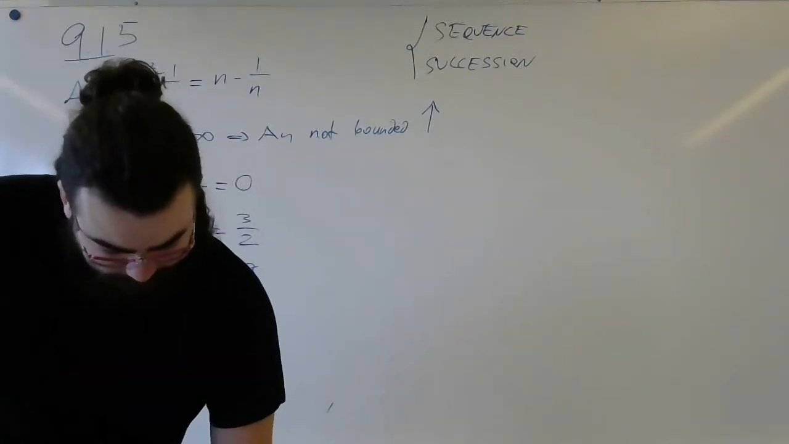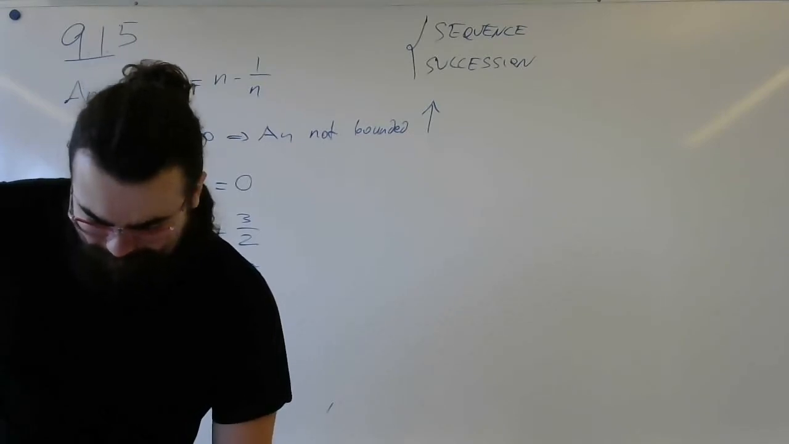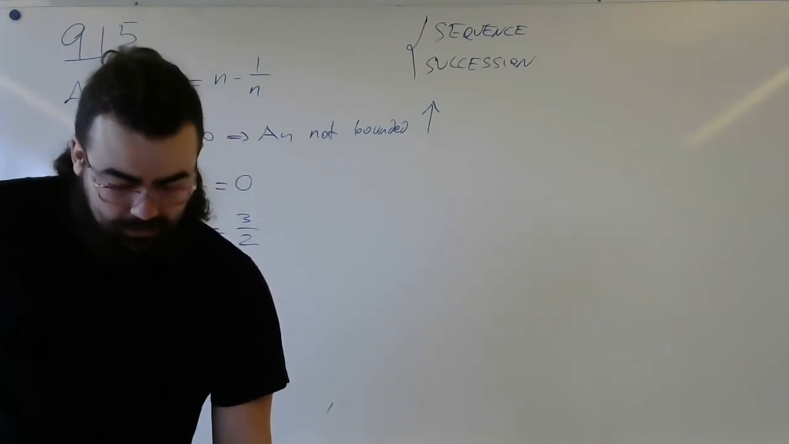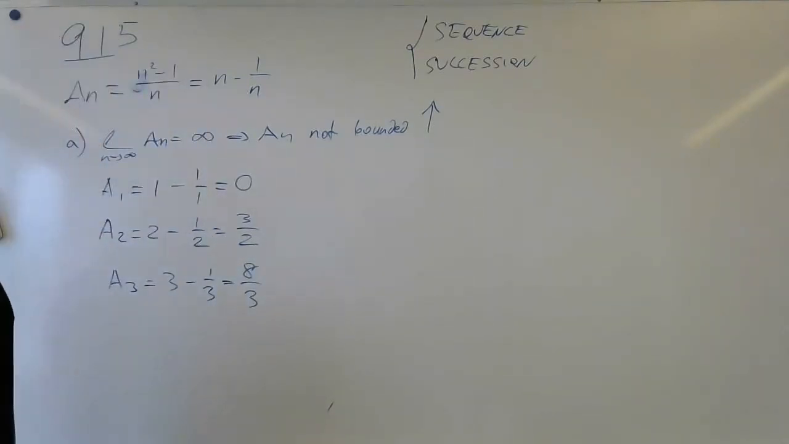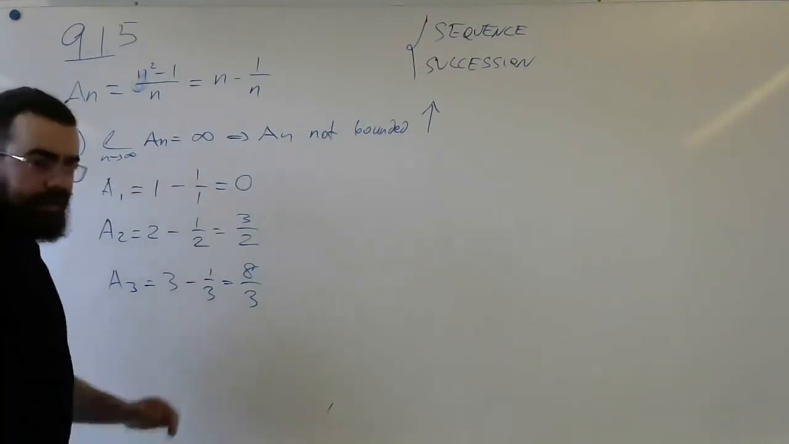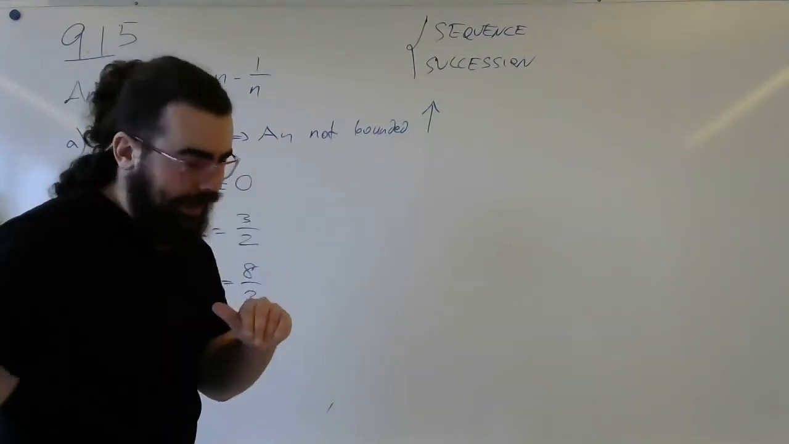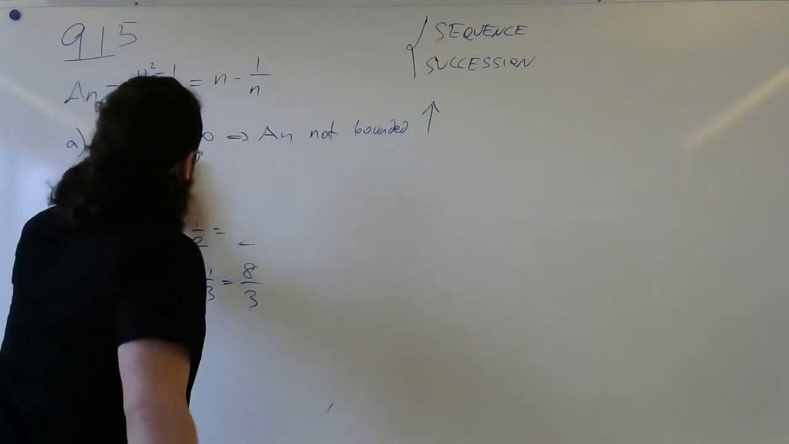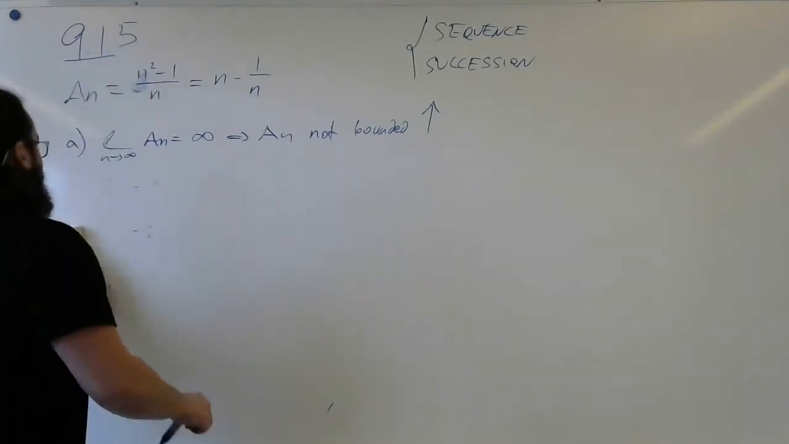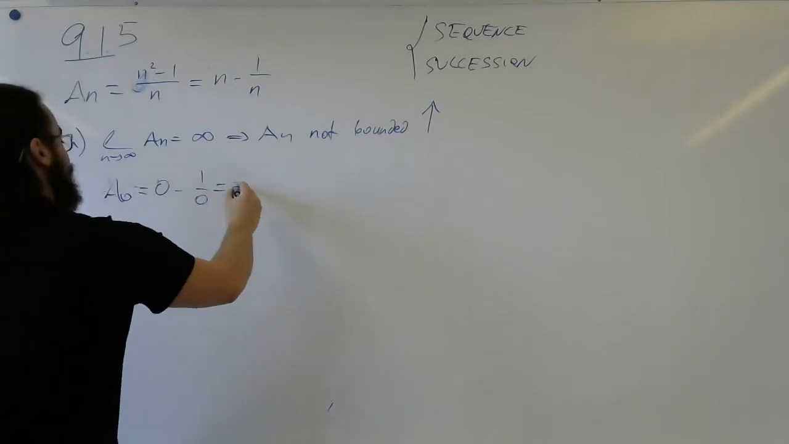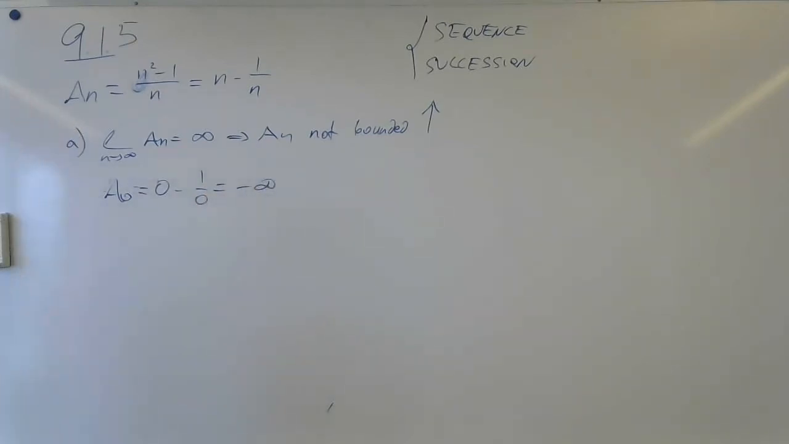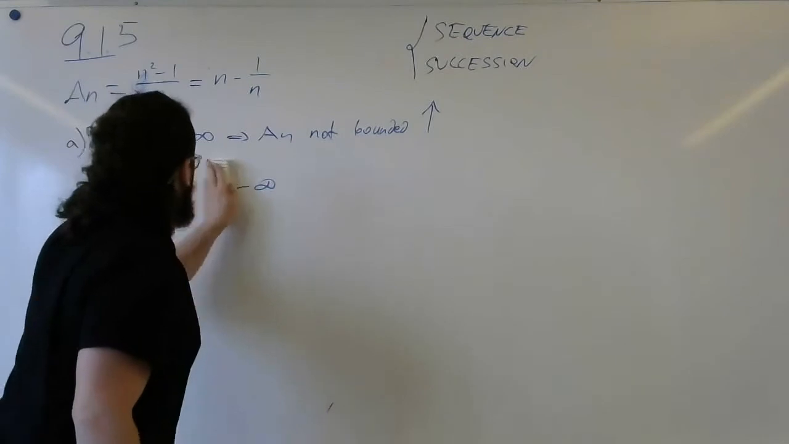Now I have to do a poll with you guys, and that is, do we accept a sub 0 or not, and why? The answer is absolutely no. Let's see what would happen. A hypothetical a sub 0 would be 0 minus 1 over 0, which is something like this, so it would not be bounded.